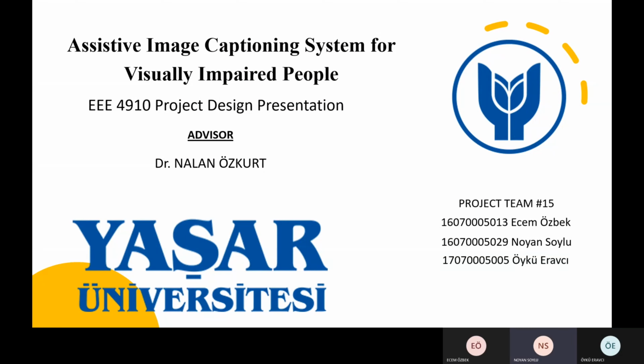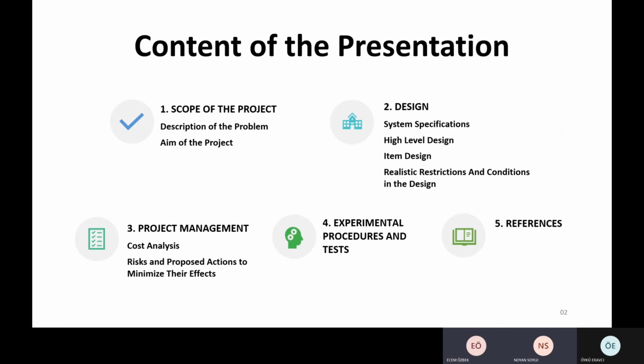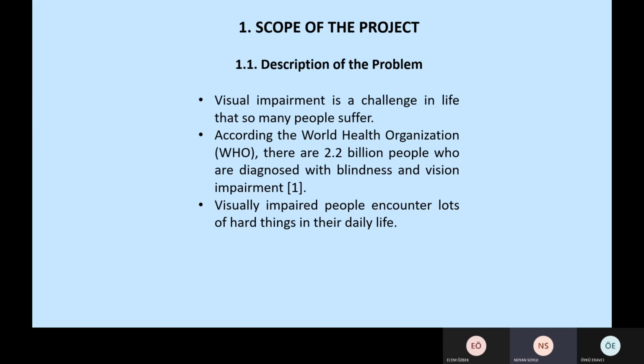The name of our project is Assistive Image Captioning System for Visually Impaired People, and our supervisor is Dr. Nalan Özkurt. Today we are going to present our project design report, and we have divided this presentation into 4 parts. These parts are scope of the project, design, project management, and lastly, the experimental procedures and tests. Now let's begin with the first topic, which is the scope of the project.